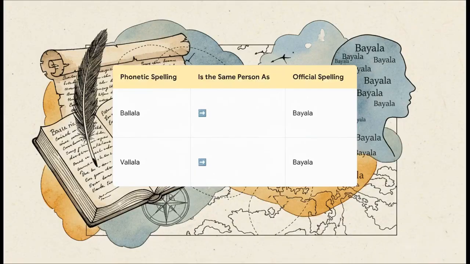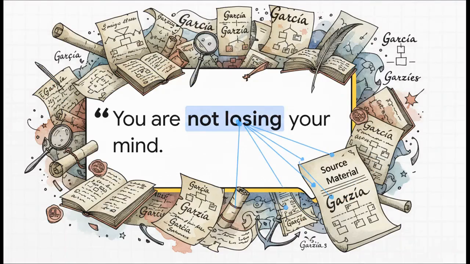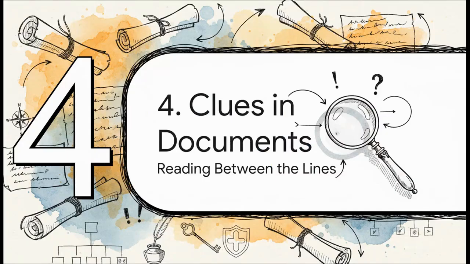Oh, this one is huge. Remember, a lot of people couldn't read or write, so the person recording the names, like a priest or a census taker, just wrote down what they heard. So a name like Bayala could easily end up spelled Balala or Valala. It's so important to realize these are all probably the same person, not three different cousins. And honestly, when you see all these variations, it's easy to think you're going crazy, but you're not. This is just the messy, wonderful reality of digging through old records. It's totally normal.